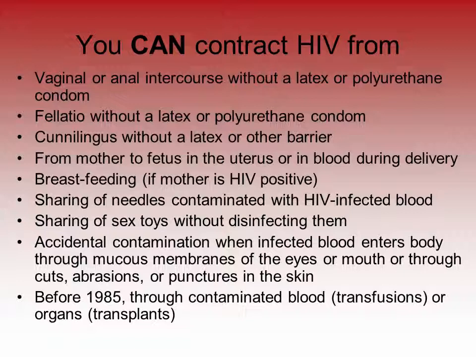Through vaginal or semen fluids, through blood, and through breast milk. So those are the 3 modes. You can contract HIV from vaginal or anal intercourse without a condom. You can contract it from fellatio without a condom, or cunnilingus without a condom, and that is oral sex. Fellatio is oral sex on a male, and cunnilingus is oral sex on a female.